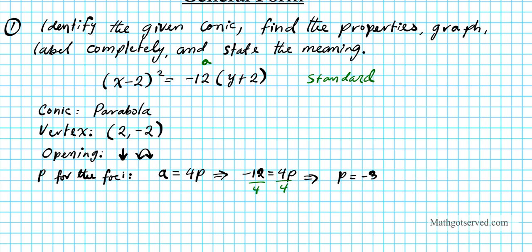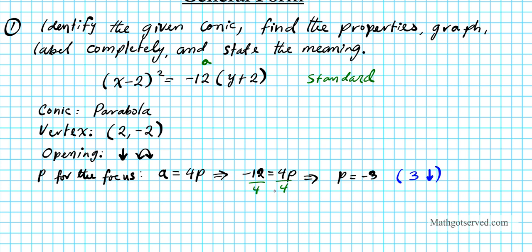Okay, so to graph our focus, we have to follow this sign and also this number. Since our parabola opens down, our p of the focus is going to follow the direction of the opening. So in this case, it's going to be 3 units down from the vertex. We're just going to go 3 units down from the vertex to graph the p for the focus. This is p for the focus because we have only one focus in this problem.